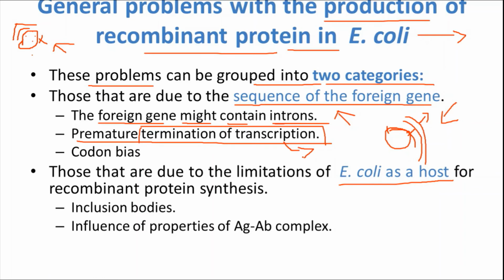Third one is codon bias, which I will explain in detail. These are the problems arising from the sequence of the gene of interest. Host based problems are also there. These problems can alter the structure of the protein, so the protein is not produced completely.